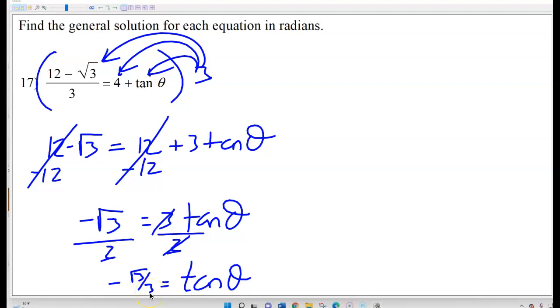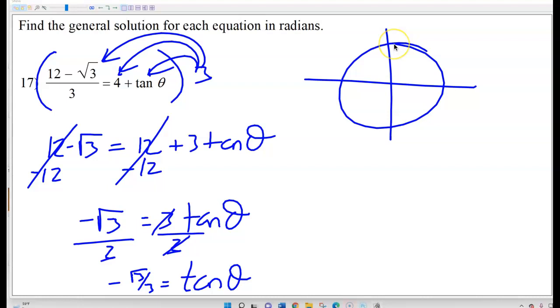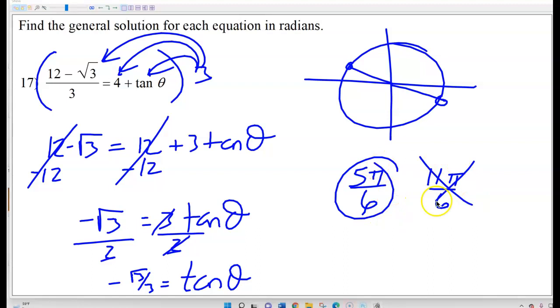And we want to look at our tangent unit circle for that. Our tangent unit circle has negative radical 3 over 3 located here, which is at, what radian is that? It's 5 pi over 6, I believe. And the other one is over here at 11 pi over 6. So those are our 2 answers in radians. And now when we're doing tangent, you don't need both of them. You just pick one of them. I would assume they're usually going to pick the smaller one. So we'll go with the 5 pi over 6.